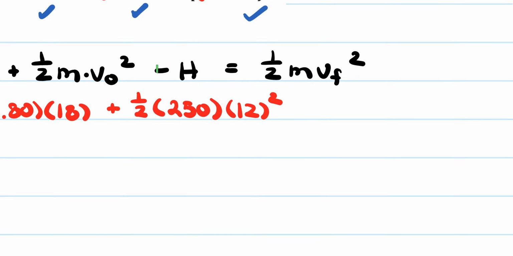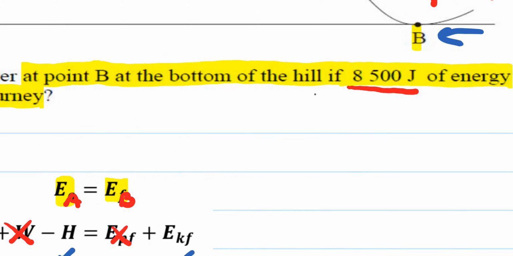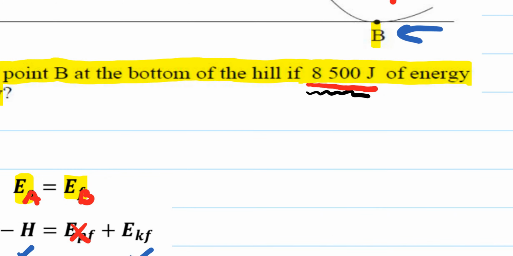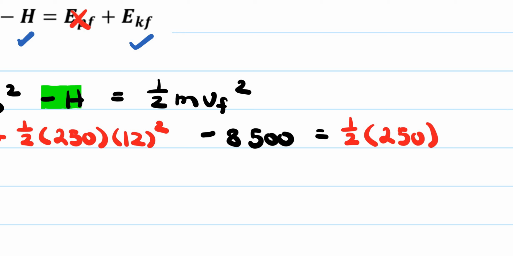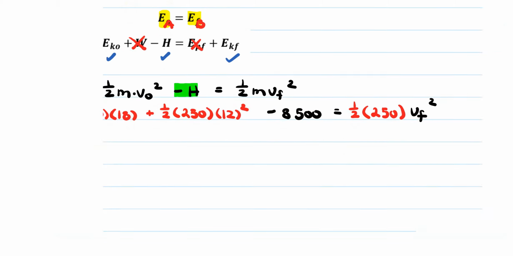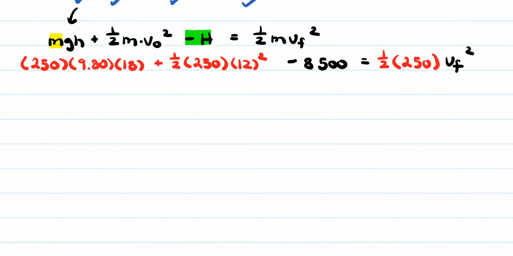And then let's take a look at our heat energy. This is actually given to us in numerical form right there. So there's our heat energy, and we need to subtract the 8,500 joules of energy. And then that's going to equal our kinetic energy at the very end, which is 1/2 times the mass, which is 250, and then we've got to find our final speed, and that's being raised to the power 2. Okay, so a lot going on there. So we definitely need to crunch out all these numbers here.